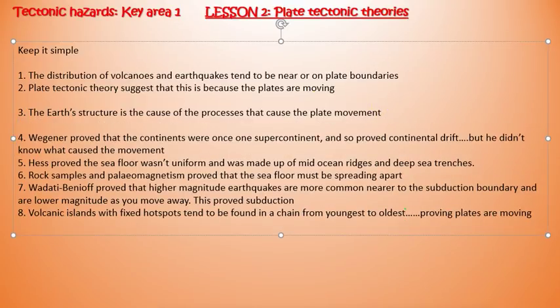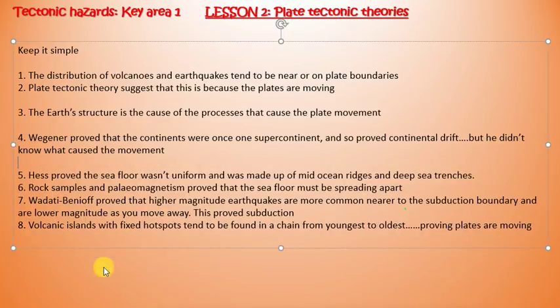How did we piece it together through history? That's what we know. What is the path that we followed? Well, Wegener came along, Big Alf, in 1912, and he proposed that the continents were once joined together as a supercontinent. They're no longer joined together, so we get continental drift. But he couldn't prove what caused the movement. Along came Admiral Hess, and he proved that the seafloor wasn't uniform, and we had underwater mountains or mid-ocean ridges, and then deep-sea trenches away from those ridges.